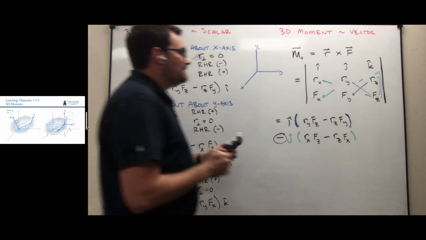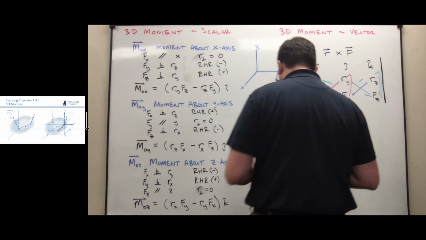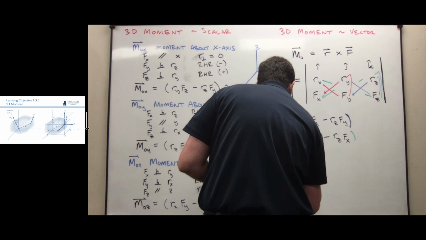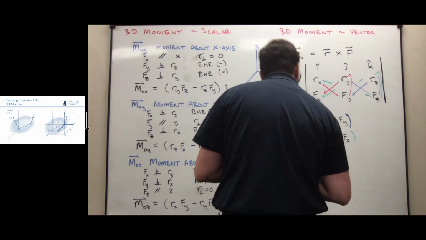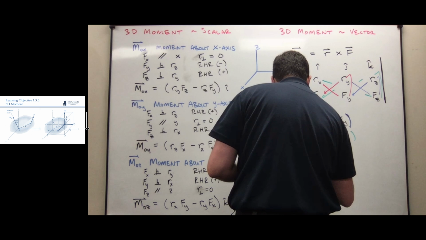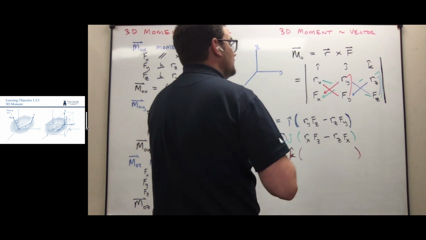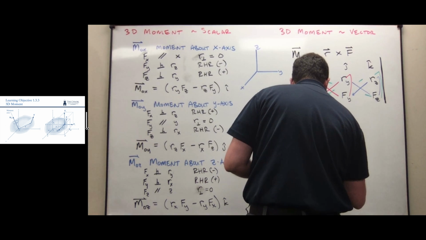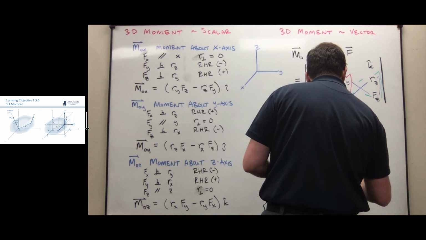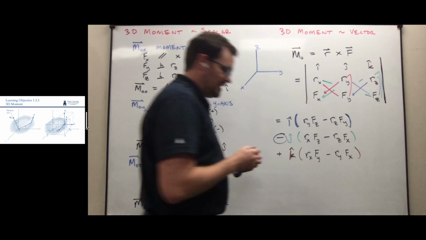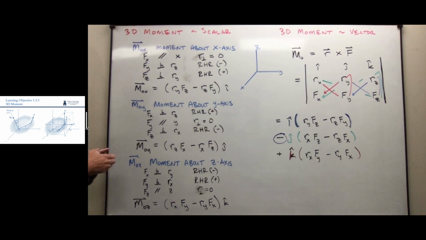Follow the process. And then finally, I can do the K term like so. I'm just going to add the K term on. So the moment about the K axis is going to be Rx times Fy minus Ry times Fx. And we get the same answer. So there's our moment there.